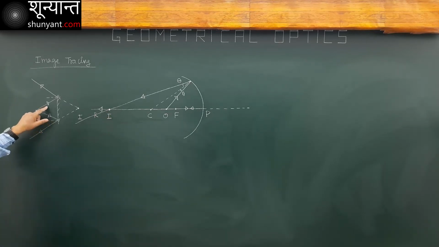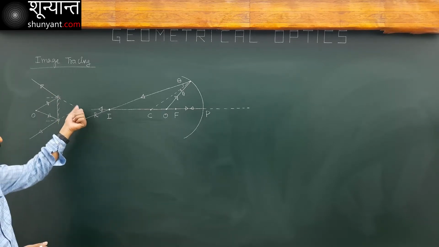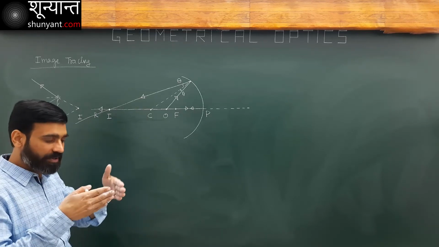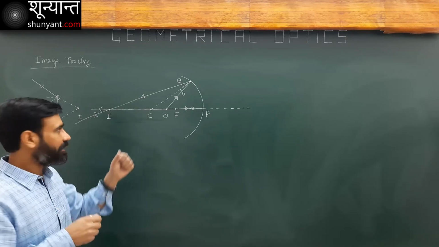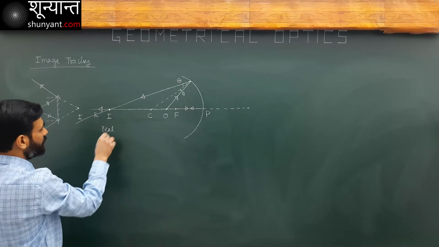In this case, the light was appearing to come from this point. They were not actually coming from this point. Here, the reflected light actually meet at one point. That point is the image. This is a real image. This is known as a real image.